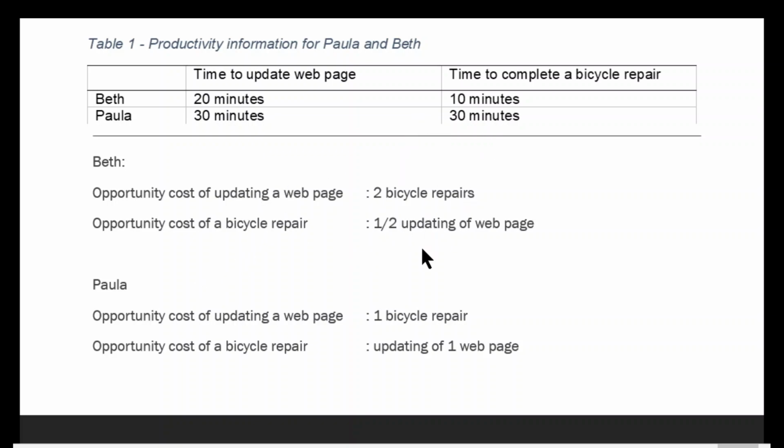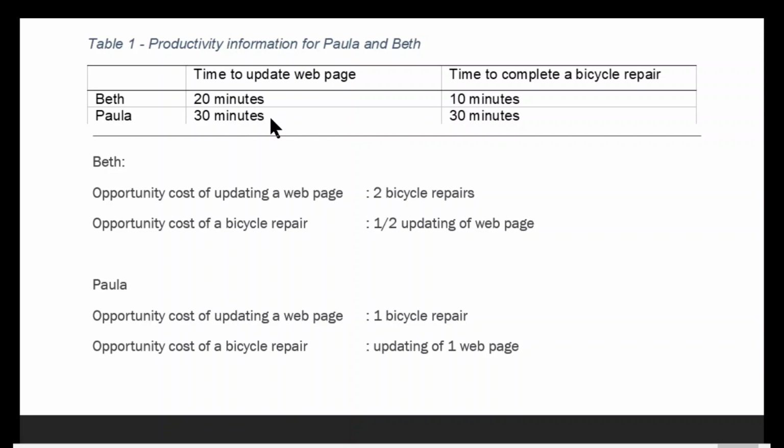So how do we obtain these computations? We can just look at the amounts here and get the ratio. You have 20 over 10, so that would be 2 bicycle repairs. And you have 10 over 20. That's half. Meanwhile, for Paula, if she chooses to update a web page, that will take her 30 minutes.